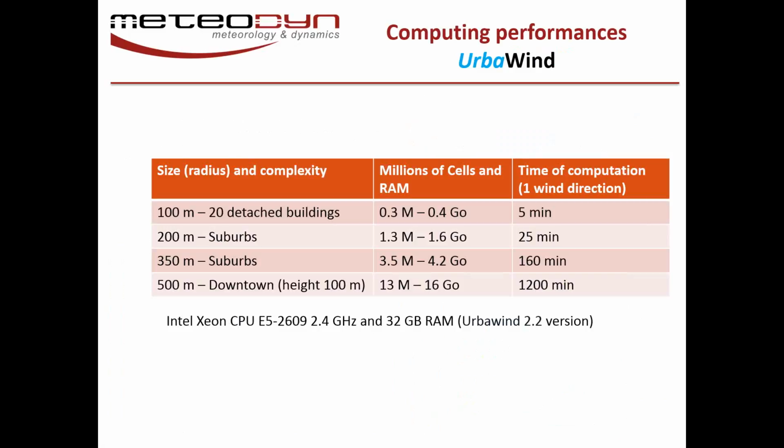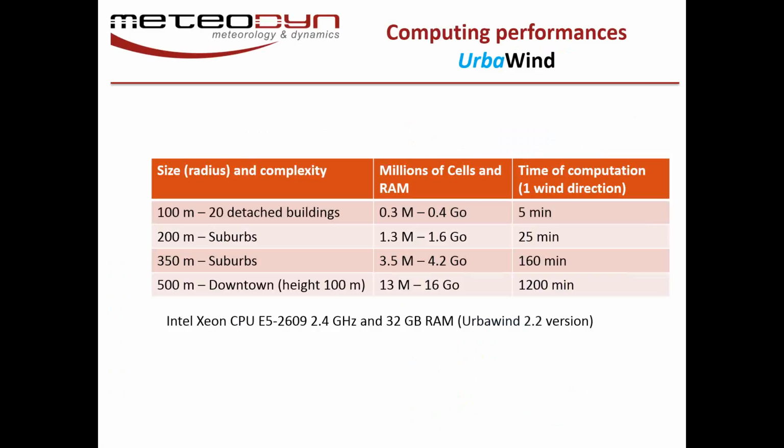It's an Intel Xeon 2.4 GHz and 32 gigabytes RAM. We use UrbaWind version 2.2. So you can see that if you use a very small project with a radius about 100 meters with roughly 20 detached buildings, the time of computation is 5 minutes. It's not very long.